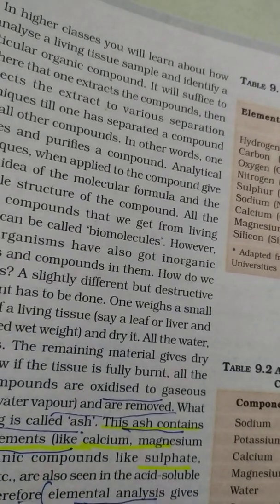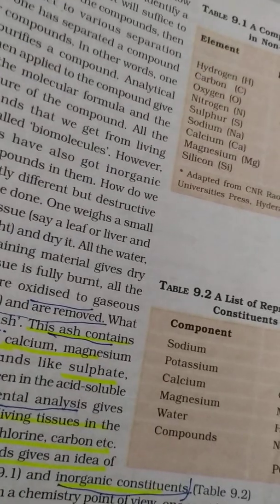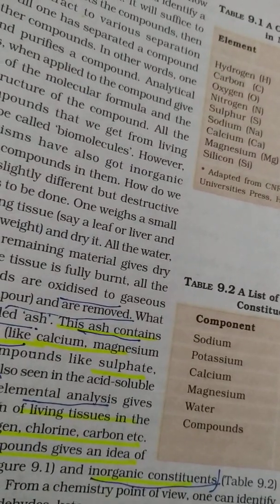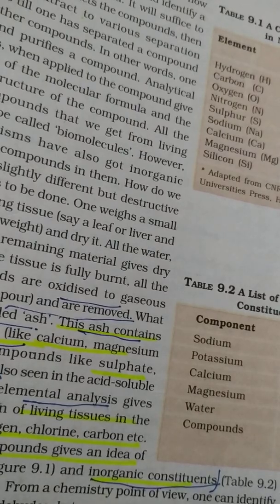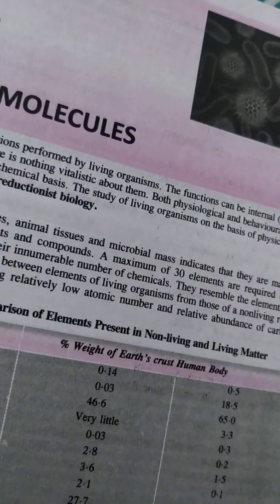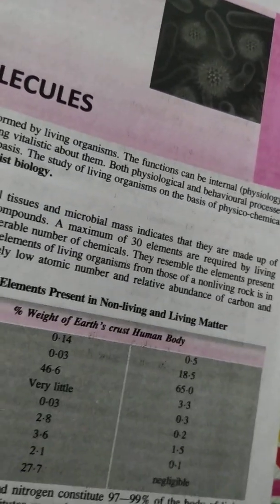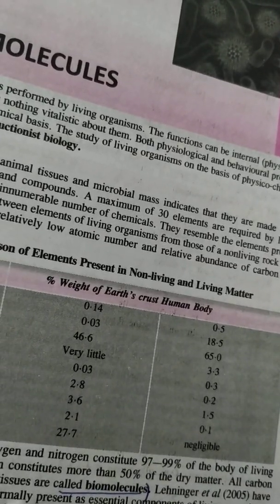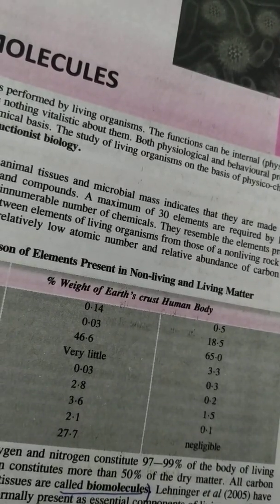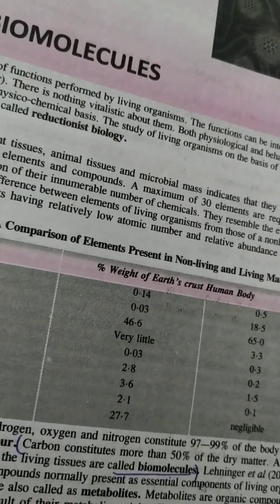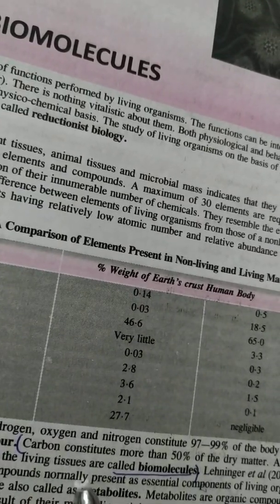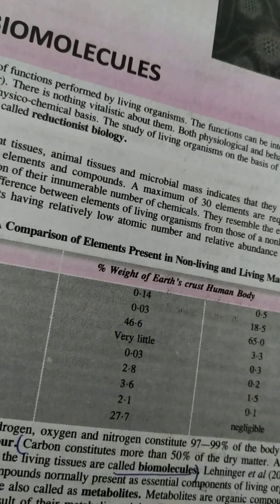Organic compounds are also found. Those are amino acids, nucleotides, fatty acids, lipids, etc. So in this chapter we first discuss the definition. What are biomolecules? All carbon compounds or molecules present in living tissue are called biomolecules.